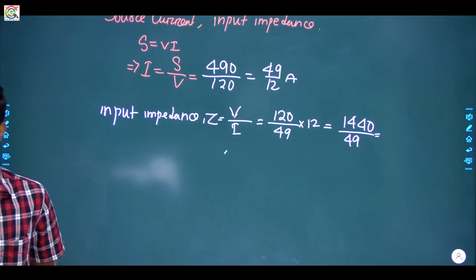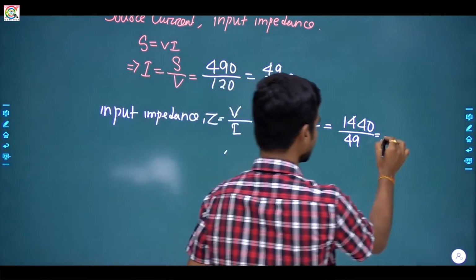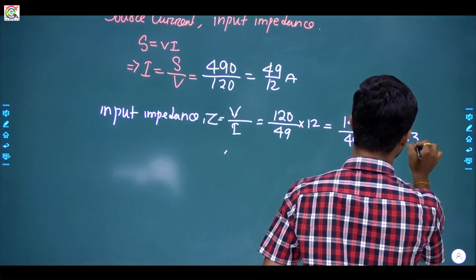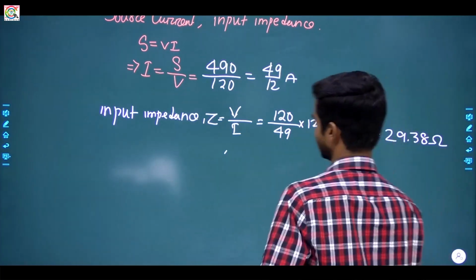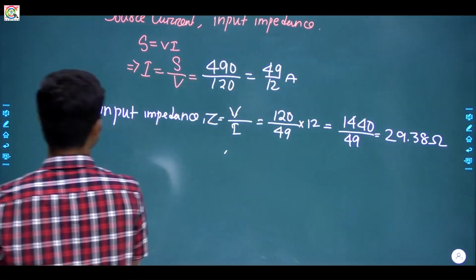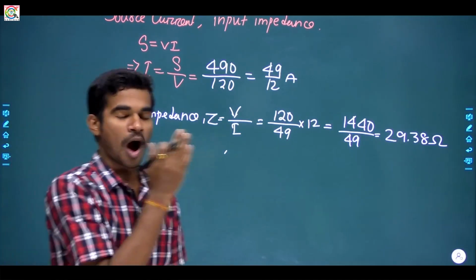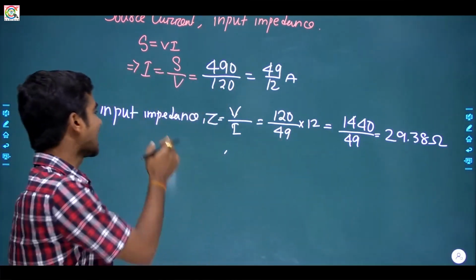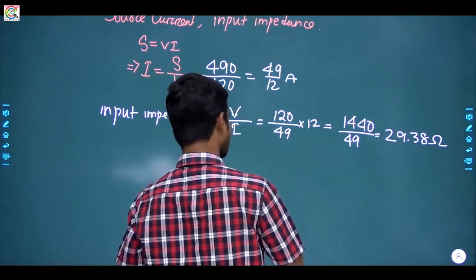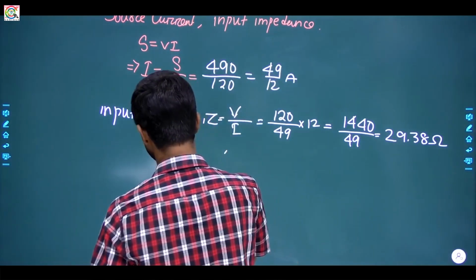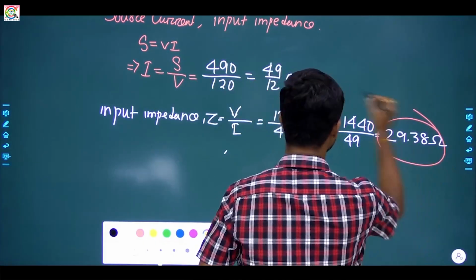Calculate and tell me. So the correct answer is 29.38 ohm. You can cross check it. What is the input side impedance? The output impedance is 10 ohm. The input impedance is how much? 29.38 ohm. This is the correct answer.